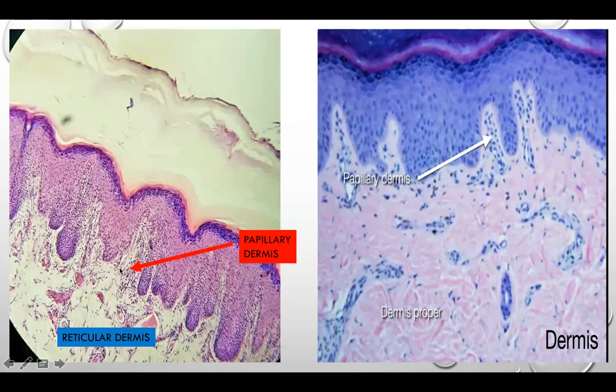Papillary dermis is exhibited right beneath the epidermis, and usually you will find loose connective tissue in this area. The reticular dermis is also known as your dermis proper. It is exhibited by having a dense, irregular connective tissue. In the dermis proper, you will find different skin appendages.